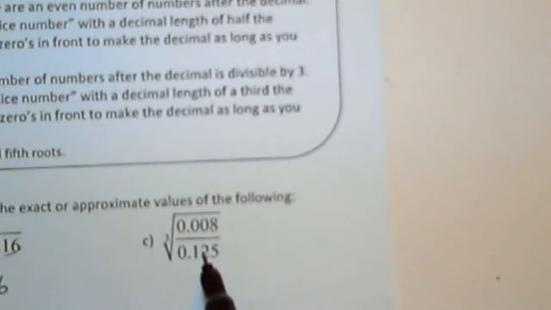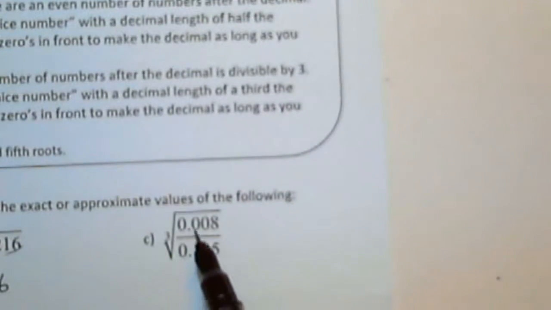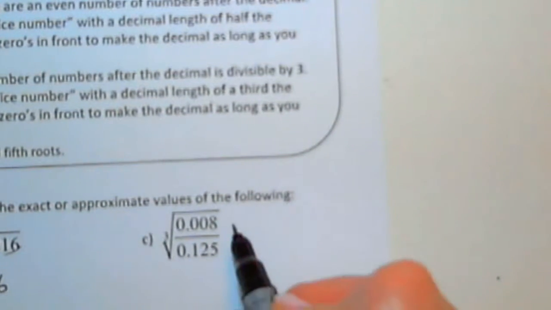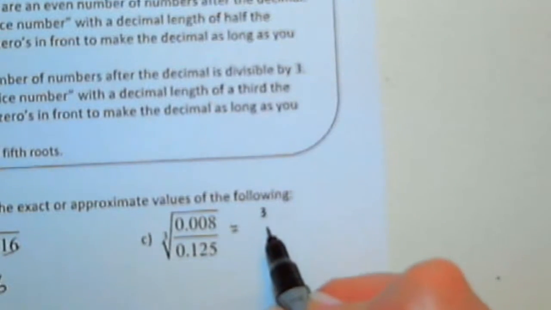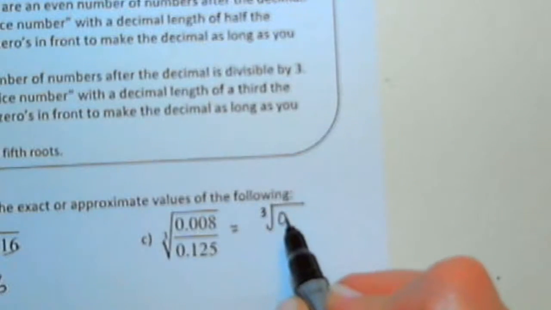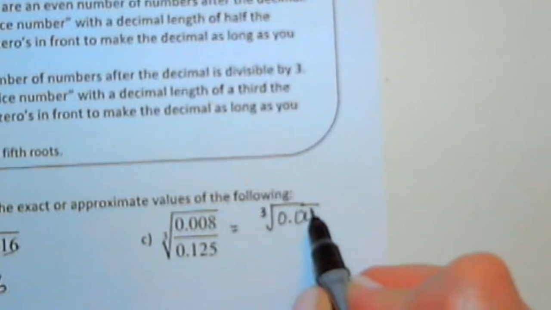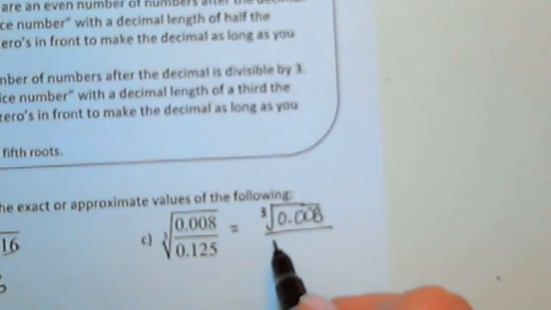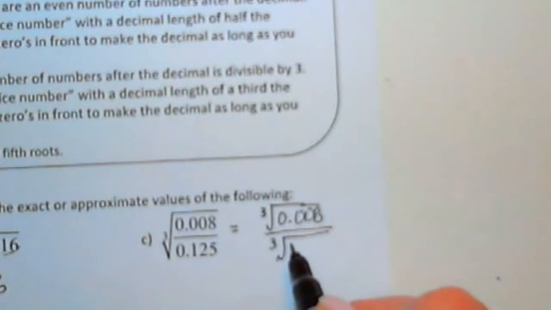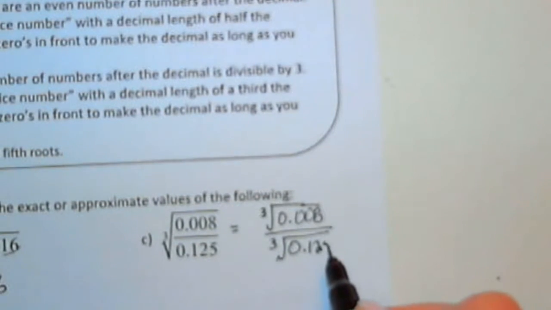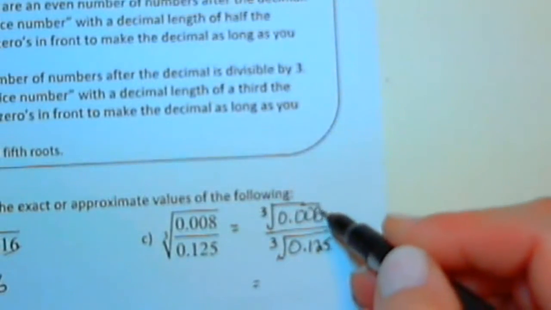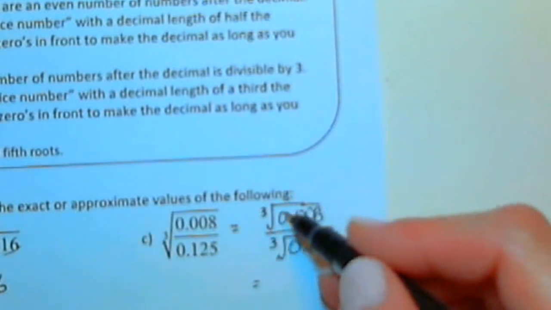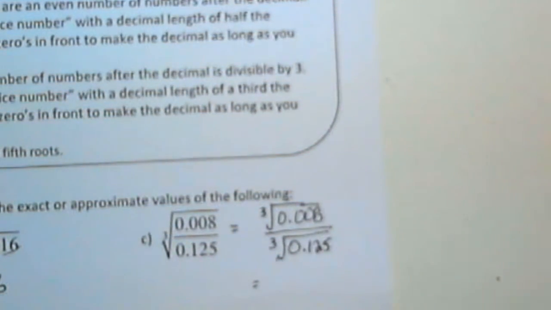Now this next one, again, I like to think of fractions with roots as having a numerator and a denominator. So I'm going to have a cube root of 0.008 on the top and a cube root of 0.125, excuse me, on the bottom. Is 8 on my cube root list? It certainly is. And I have 3 decimals inside there.